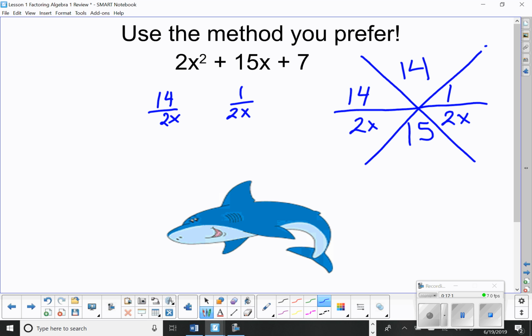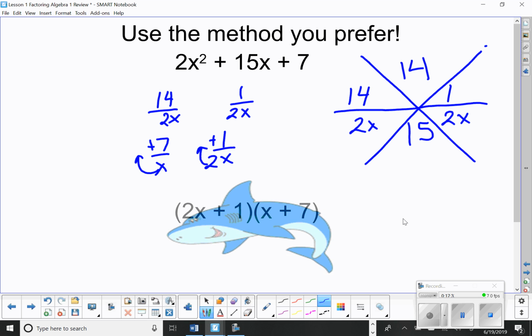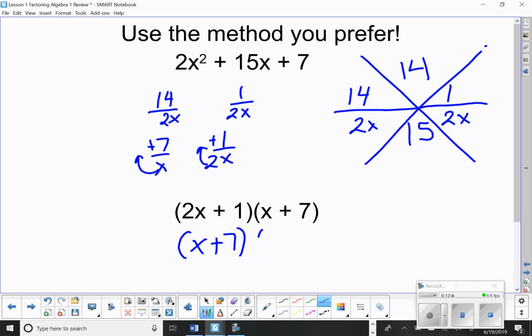Before I can do bottoms up, I need to simplify the fractions. Well, this one simplifies to 7 over x. This one is already in simplest form. Now I can bottoms up. And because these are positive numbers, I can put a little plus sign in front. And my final answer is 2x plus 1 times x plus 7. Or you can have x plus 7 times 2x plus 1. These are the same thing.